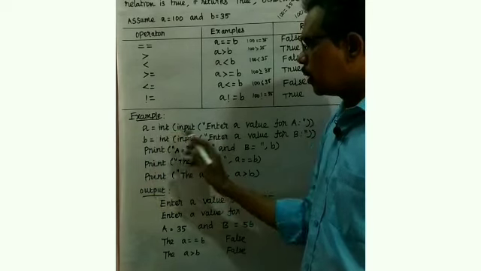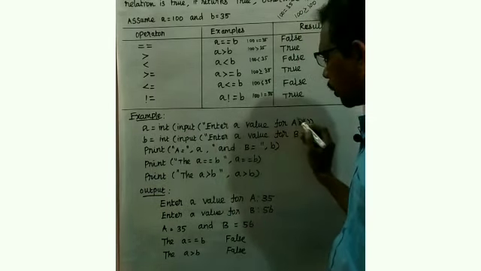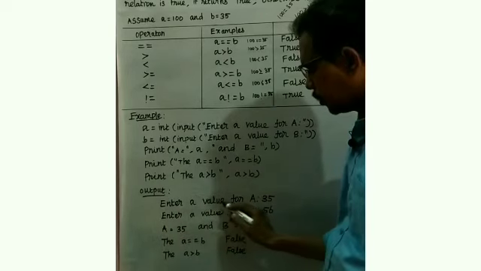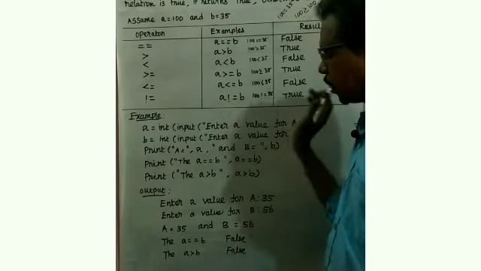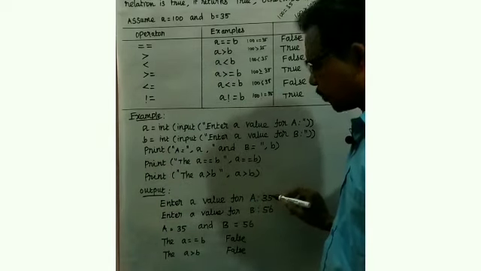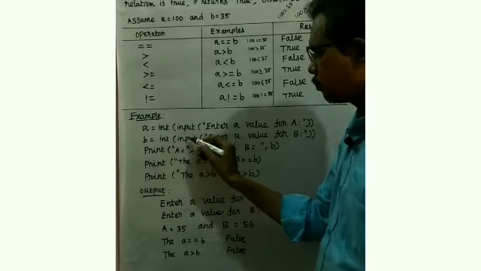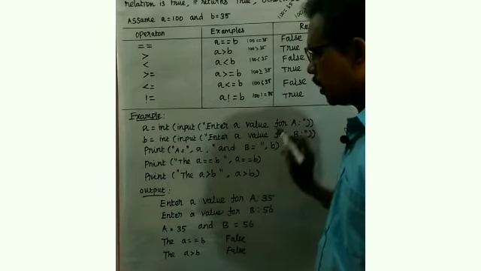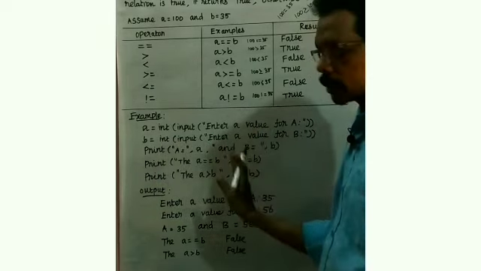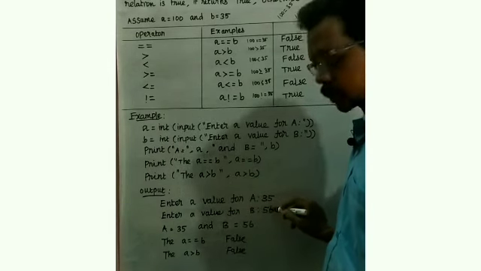If you run this program, it first asks the question, enter a value for a. See the output, enter a value for a. It accepts the input value from the user. What value have you given? 35. Next, the second question, b = int(input("Enter a value for b")). It accepts the second input value from the user. So enter a value for b: 56.